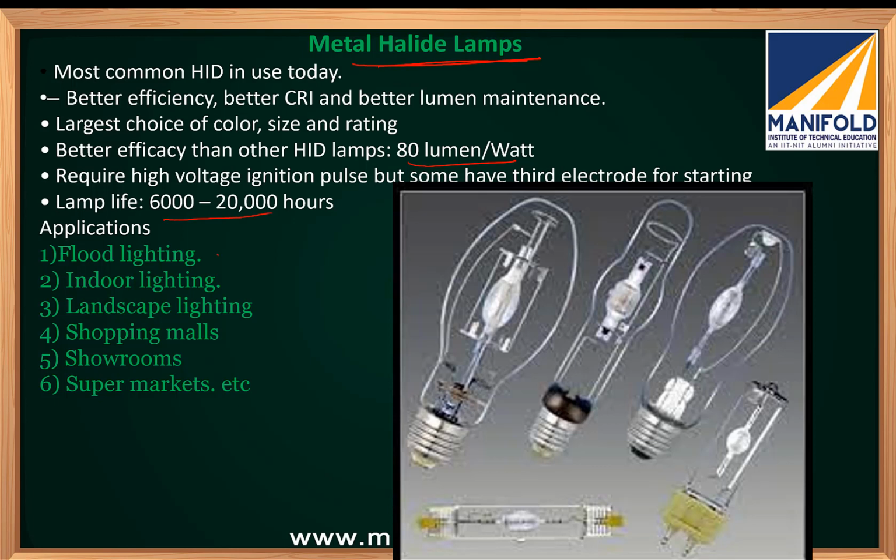They are used for floodlighting in stadiums, indoor stadiums, gyms, etc. Landscape lighting, shopping malls, showrooms, supermarkets, etc. So the most commonly used HID is the metal halide lamp. They have good CRI, good luminous efficiency, they are available in a wide range of colors and ratings, and lifetime is also good, and these are commonly used applications.